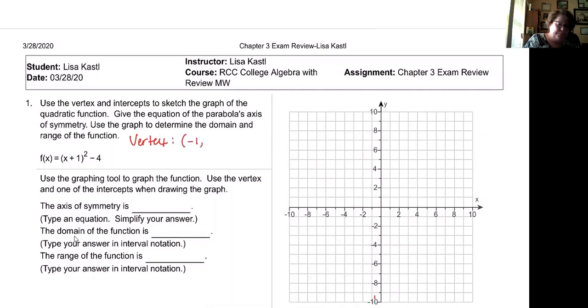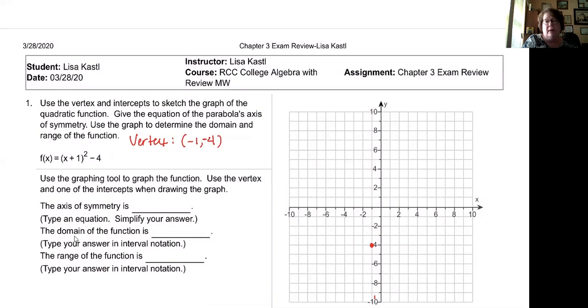is negative 1. The y coordinate of my vertex is whatever I'm adding or subtracting from the function. Since I'm subtracting 4, the y coordinate is negative 4. So my vertex is at negative 1, negative 4, and I'll plot that.